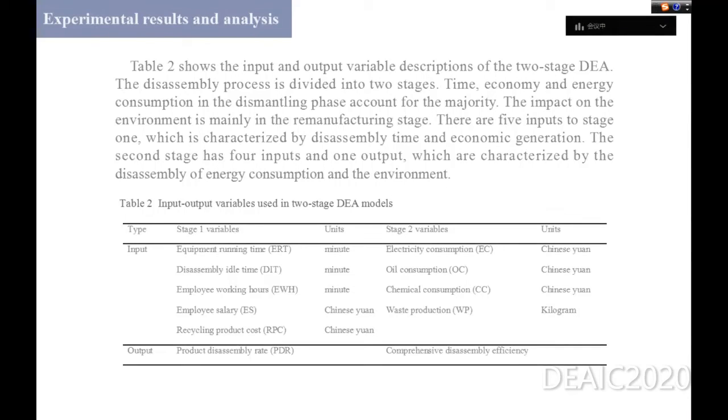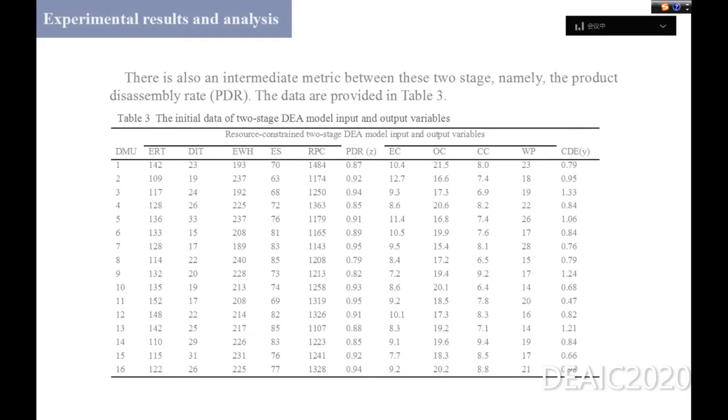Table 2 shows the input and output variables of the two-stage DEA. Time, economy, and energy consumption in the disassembly stage. There are 5 inputs in stage 1, while the second stage has 4 inputs and 1 output, which are characterized by the disassembly energy consumption and the environment. There is also an intermediate matrix between the two stages, namely the PDR. The data are provided in Table 3.